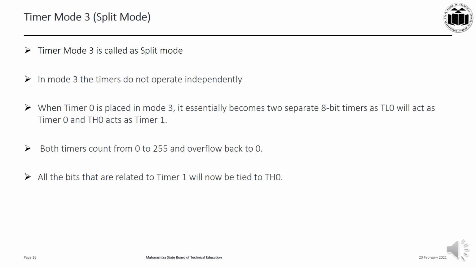Now, placing timer 1 in mode 3 causes it to stop counting. The control bit TR1 and the timer 1 flag TF1 are now used by timer 0. So even if you use timer 1 in mode 0, mode 1 or mode 2, you won't be able to start or stop the timer and no interrupt will be generated by timer 1.